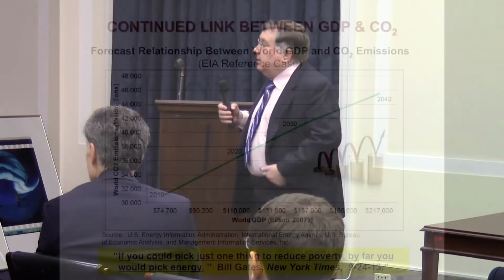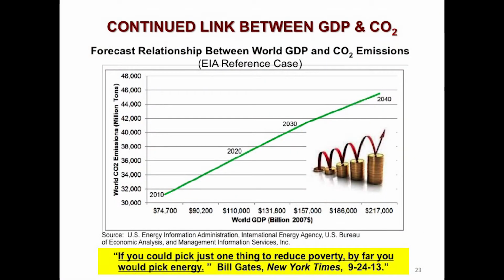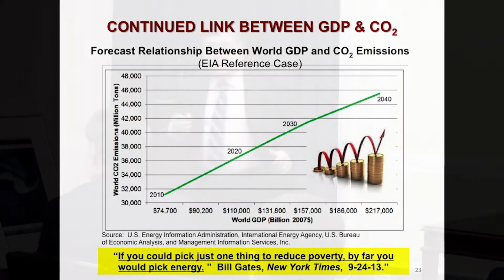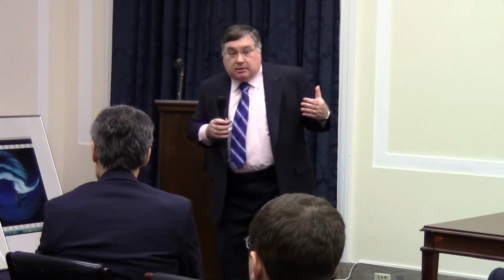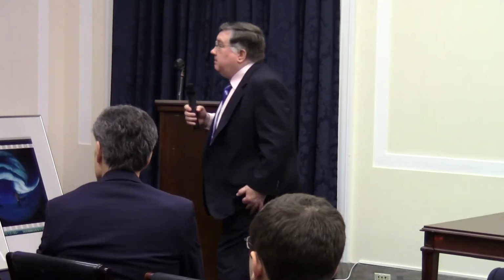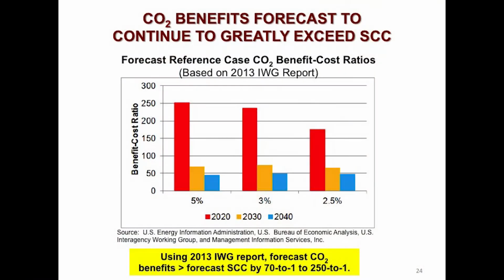In fact, Bill Gates was quoted late last year: if you could pick just one thing to reduce poverty, by far, you would pick energy. So even the good Mr. Gates realizes the determinant factor in pulling billions of people out of poverty, taking them from the 12th century, if you wish, to the 21st century, is energy. Next slide. And again, in the future, anywhere from 75 to 80% of that energy will be fossil fuels, according to every comprehensive, legitimate forecast out there.